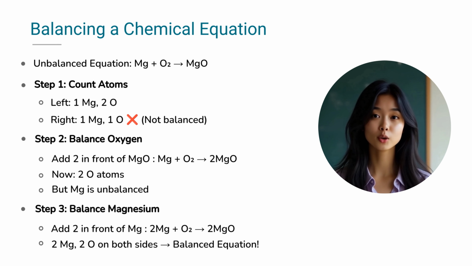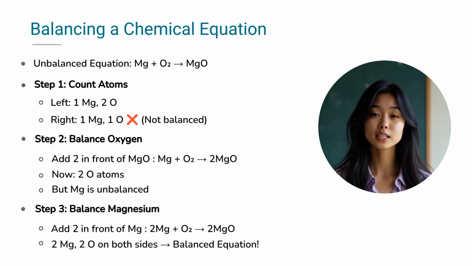Step 1. Count the atoms on both sides. On the left, 1 magnesium atom, 2 oxygen atoms. On the right, 1 magnesium atom, but only 1 oxygen atom. It's not balanced yet. Step 2. To balance the oxygen, place a 2 in front of magnesium oxide. On the right, now we have 2 oxygen atoms on both sides.